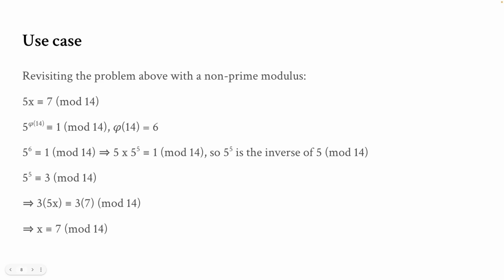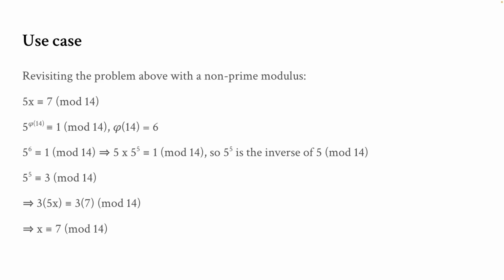So let's look at how we'd apply this to the same problem as earlier, but with a non-prime modulus. Again, we have 5x is congruent to 7, but this time we're taking mod 14 instead of mod 11, so 14 is not prime, it's 2 times 7. Since we don't have a prime modulus, Fermat's little theorem won't apply, but we can use Euler's theorem to get 5 to the phi of 14 is congruent to 1 mod 14. And then phi of 14 is 6 by inspection, or by using the multiplicative property of phi.